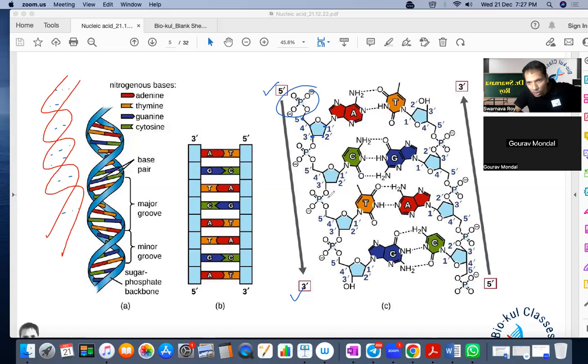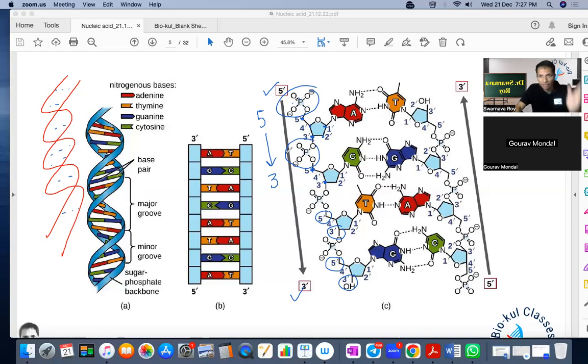Again, here in this sugar, we have the fifth carbon attached to the phosphate group. Here, the third carbon of the ribose is attached to the phosphate. So it's 5, 3, 5, 3. Understanding? 5, 3. So we call it 5 dash to 3 dash. Right? Yes, sir. Makes sense?